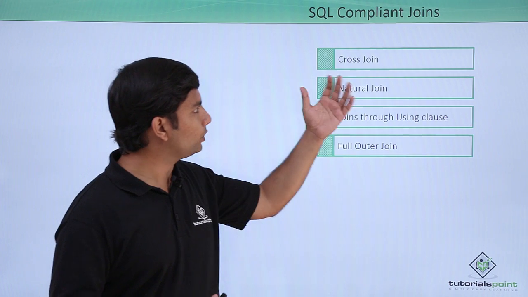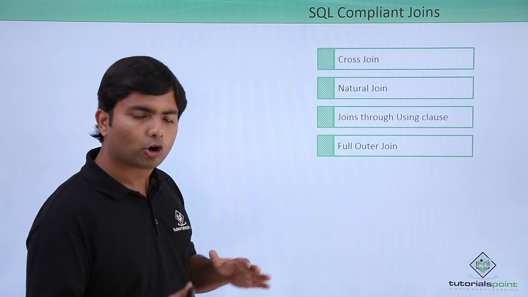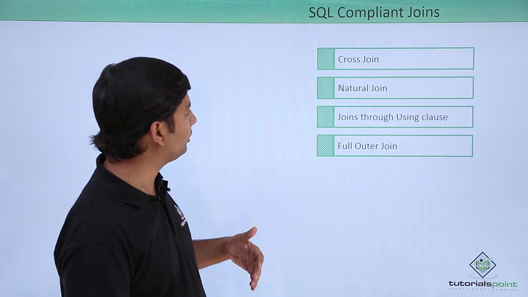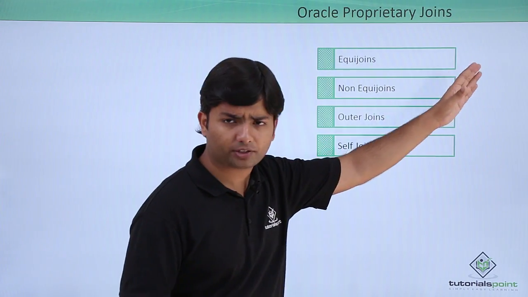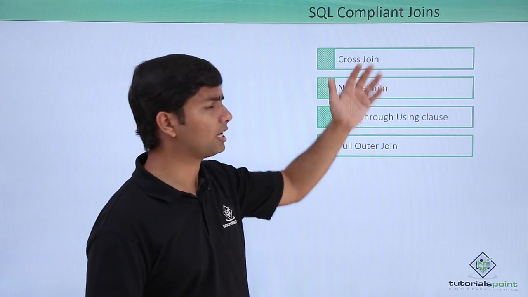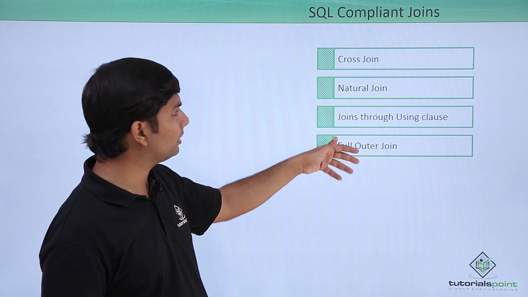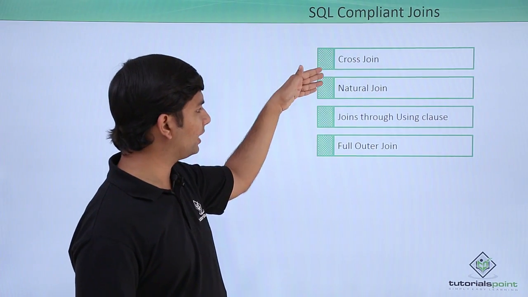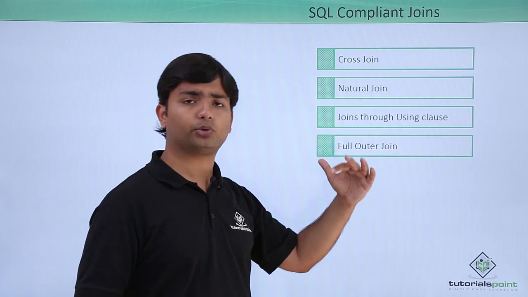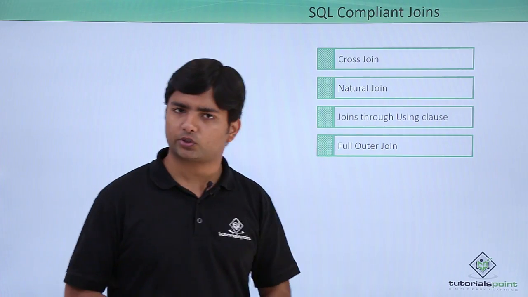Now it is SQL Compliant Joins. We have already seen some types of joins, which are the operator proprietary joins. Now it's the turn of the SQL Compliant Joins, and here we will cover the cross join, natural join, join through the USING clause, and full outer join.